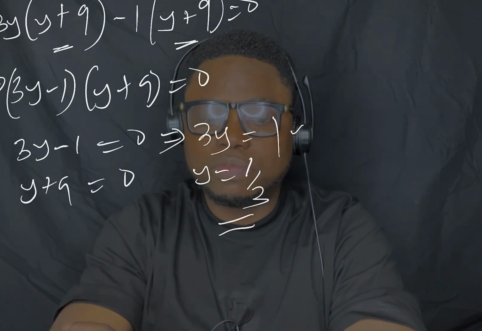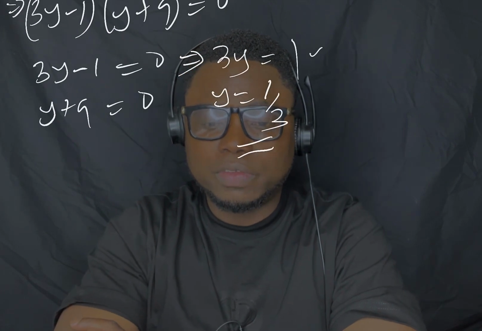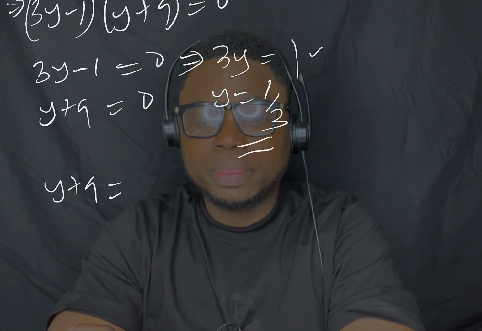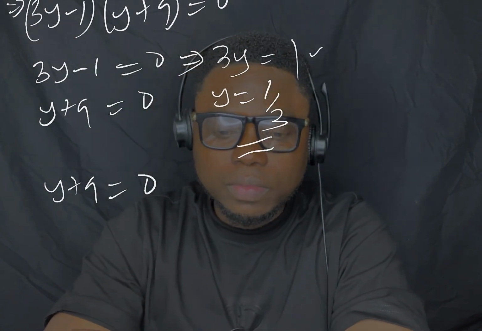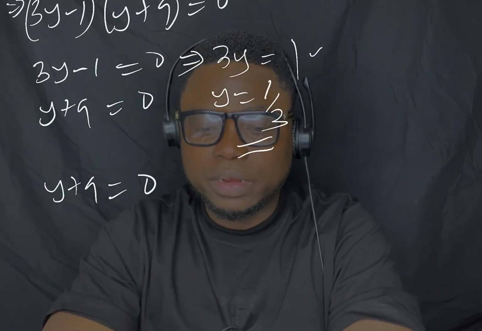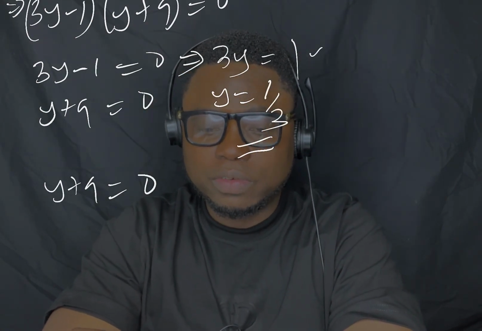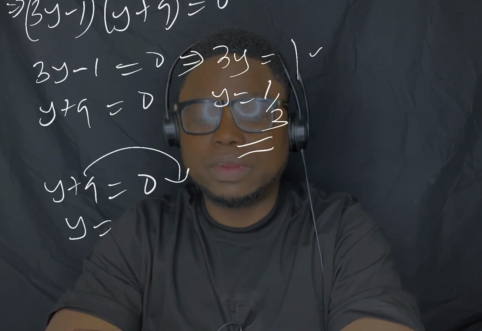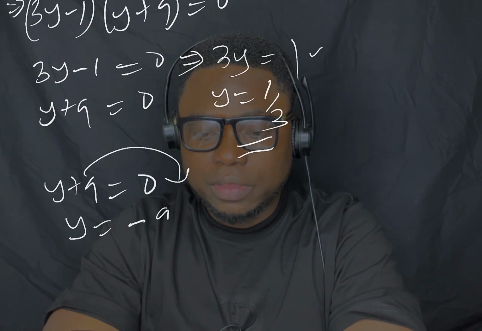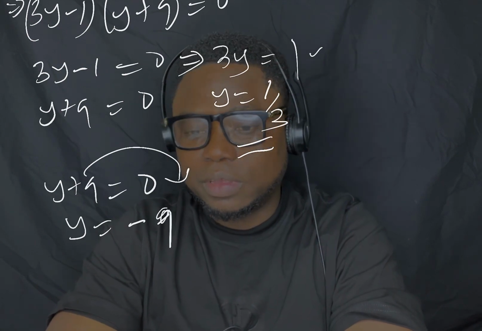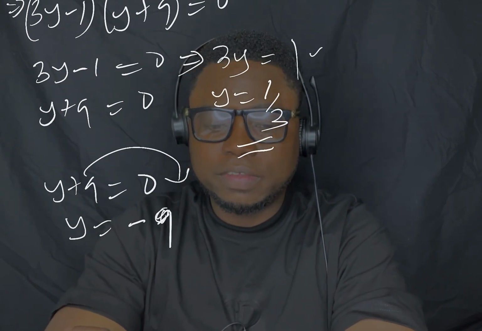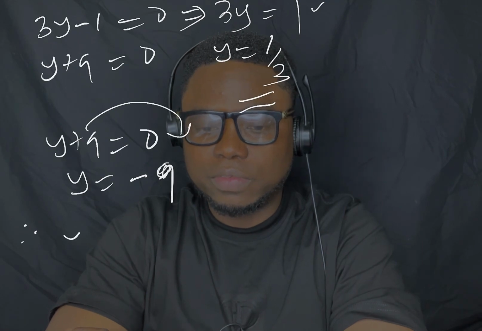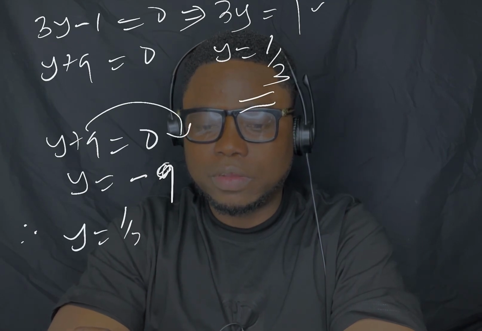So for the second equation, which is y plus 9 is equal to 0, making y the subject of the formula, this becomes y is equal to minus 9, because plus 9 will cross over this side to become minus 9. So y, in this case, therefore, y is equal to 1 over 3 or minus 9. This is the positive value.